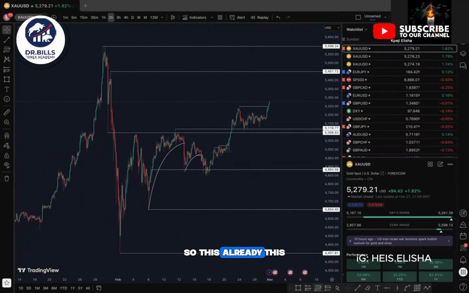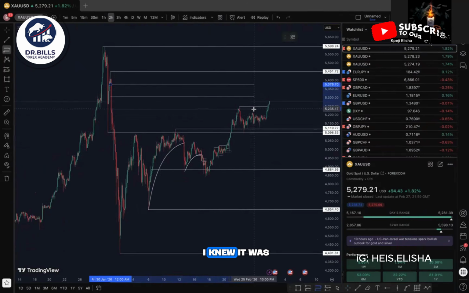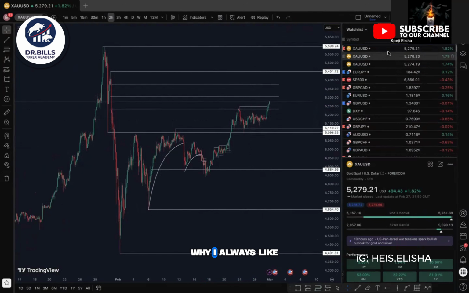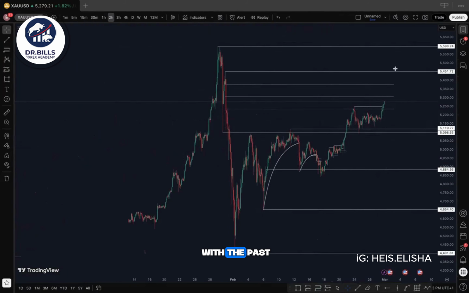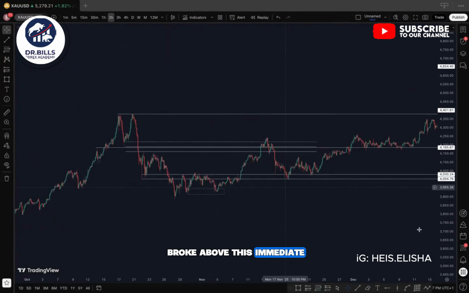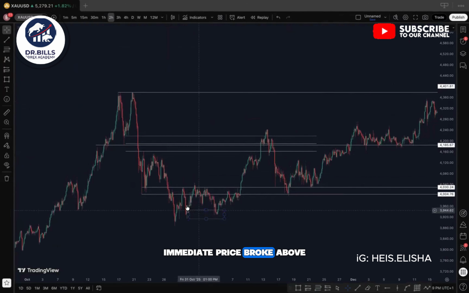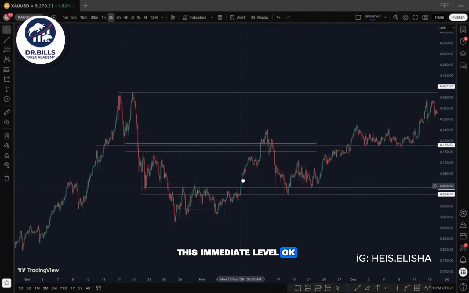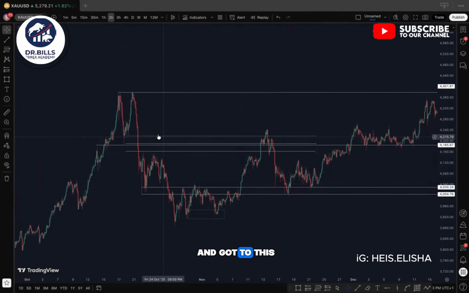So I knew that this place was going to create sales. The reason why I knew is that if you look at the past, and I always like to relate my data with the past, the minute price broke above this immediate level, price went up and got to this fair value gap level.